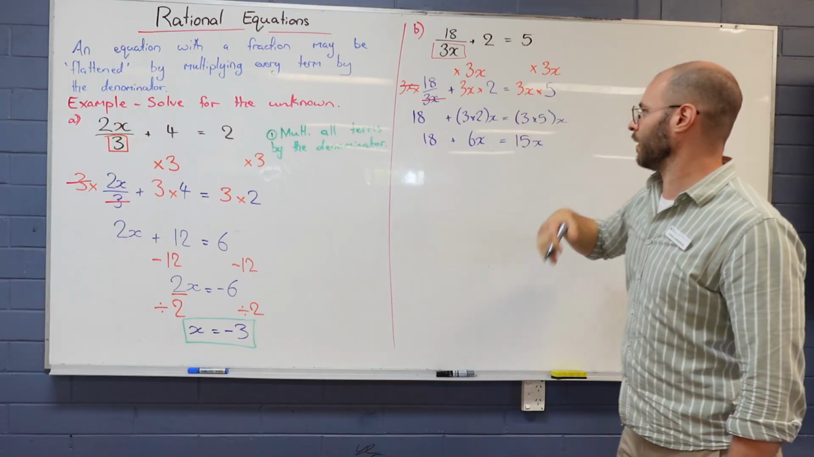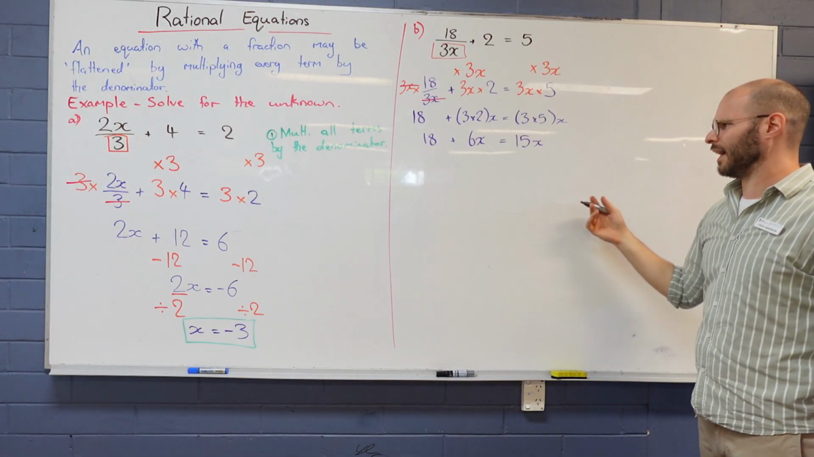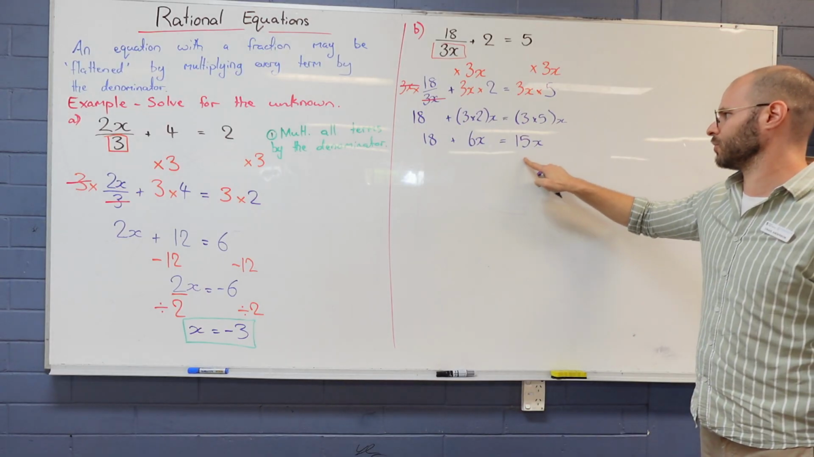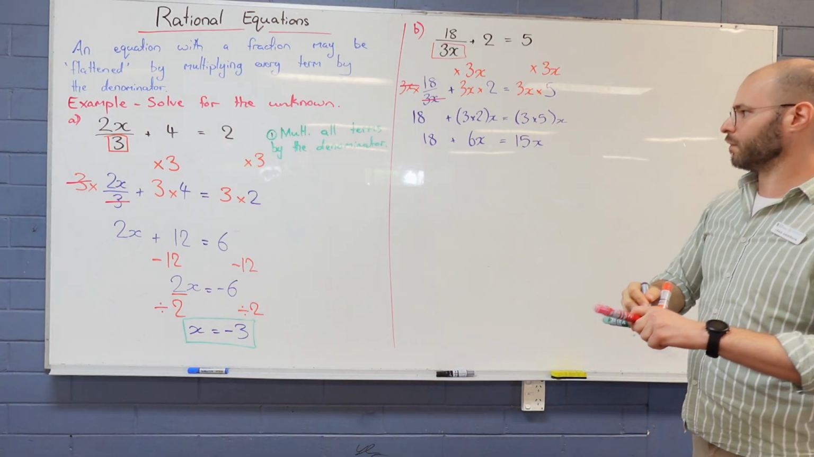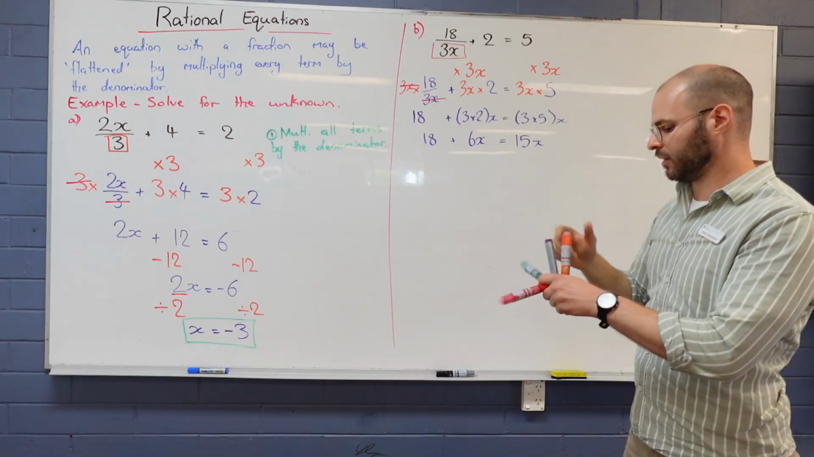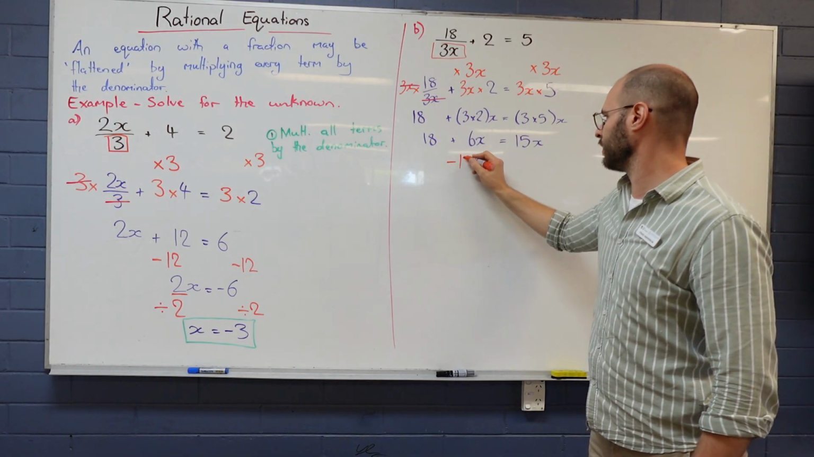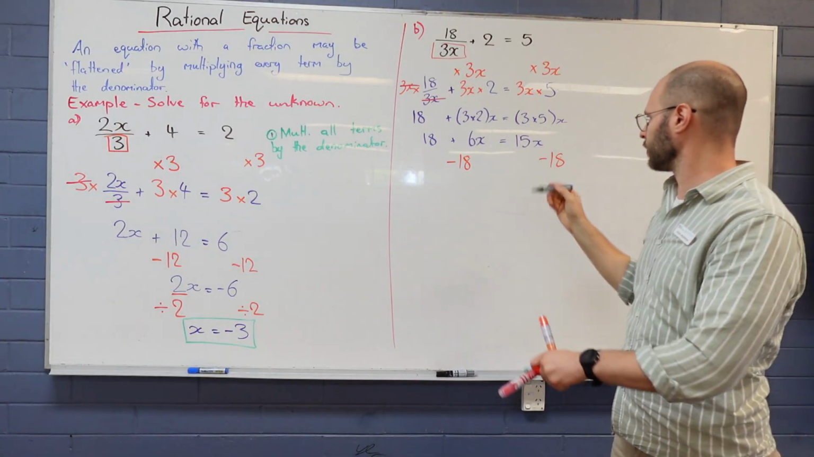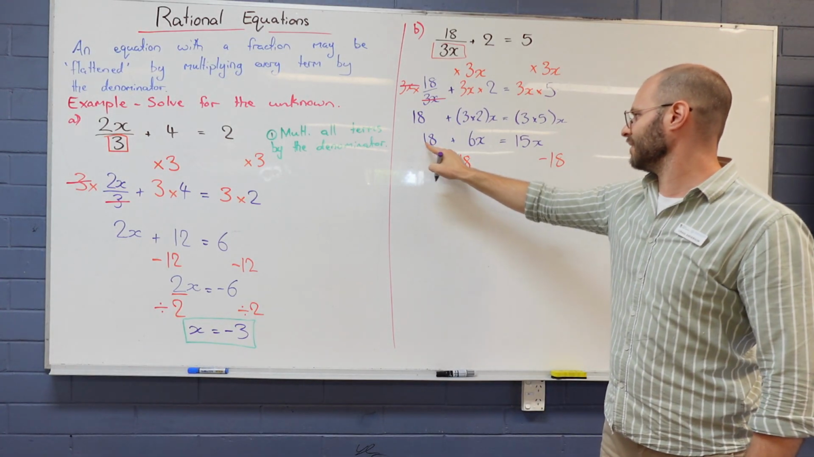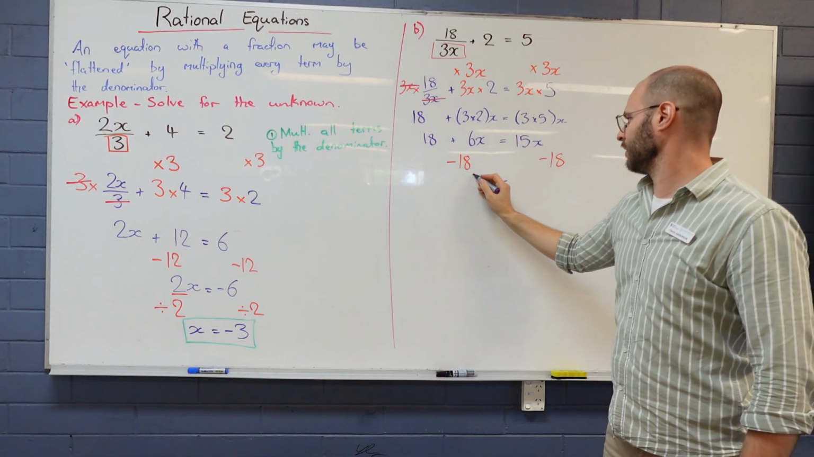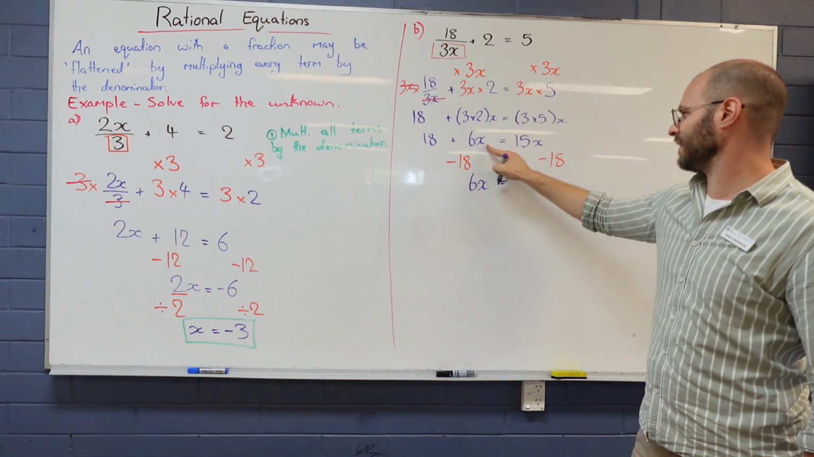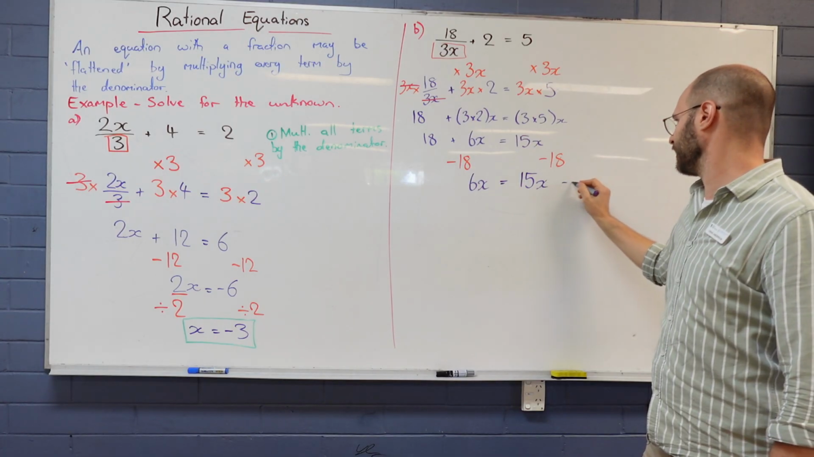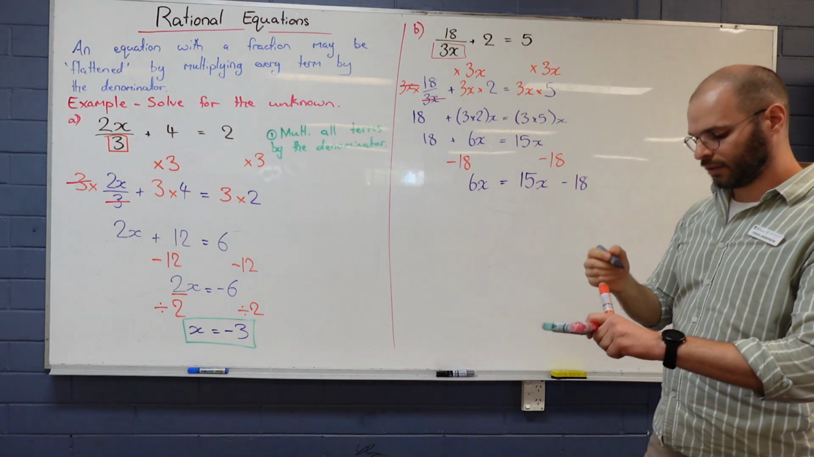We now go into our rules. We want to have our constants on the right and our variable terms on the left. I move my constant of 18 away from the left by subtracting 18 from both sides. My 18 is eliminated by the negative 18, so I only have 6x left here. Next I have 15x's, take away 18.